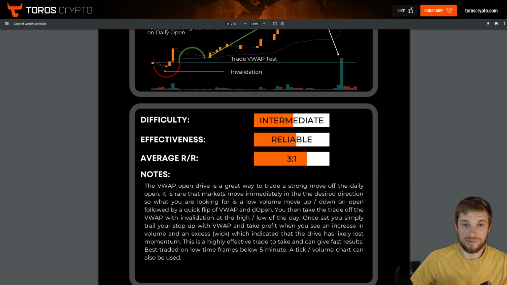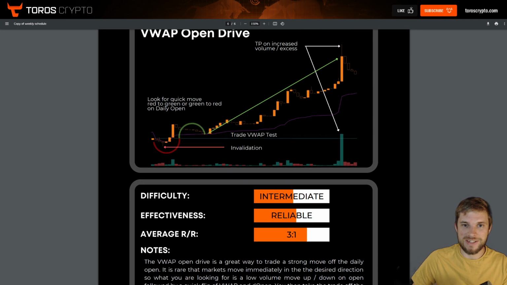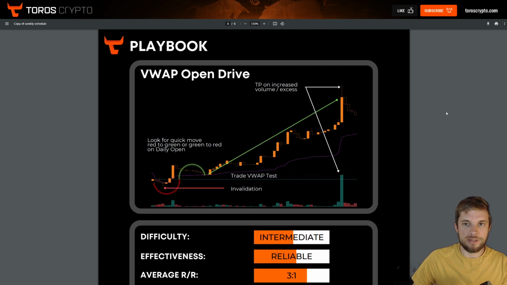Do trade it. It's a very simple one to trade because obviously you've got to take it on the daily open, and you're just looking for this to resolve within an hour or two. But give it a go, and let me know what you think.